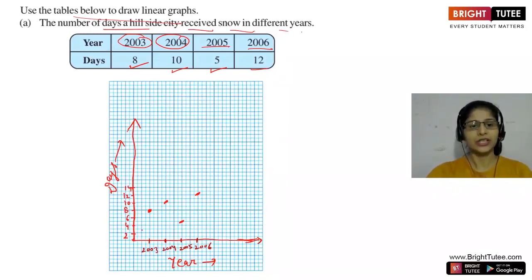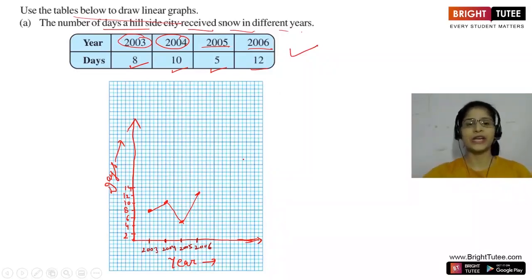Now in 2003, the number of days is 8. So I have made a point here at 8. Then in 2004 it is 10. 2005 it is 5 here, and 2006 here it is 10. Now we are going to join these points. So one after the other we will join. The first one will be like this, the second is this, and the third is this. So this is the line graph for this table.